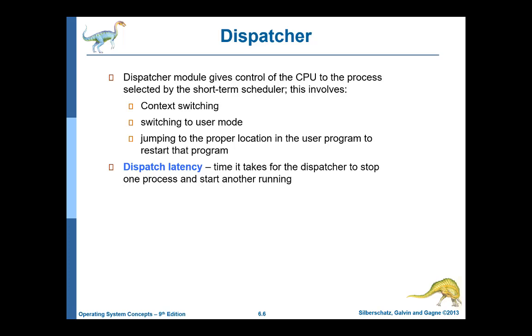So the dispatcher itself is running in the kernel mode because it is part of the operating system. When it loads the next process, it will change the mode to the user mode, and finally it will jump to the proper location in the user program, which means it will load the program counter, which contains the next instruction to be executed. So it will load the next instruction into the CPU, and the CPU will start from there.